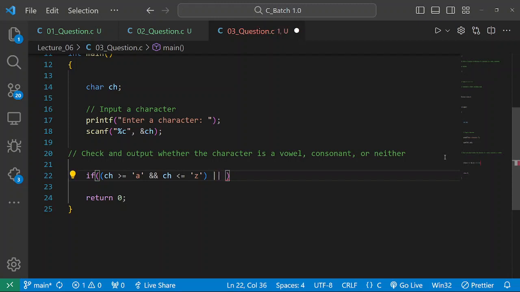And here I'm going to use or. The reason why I'm using or, can anyone let me know why I'm using or?